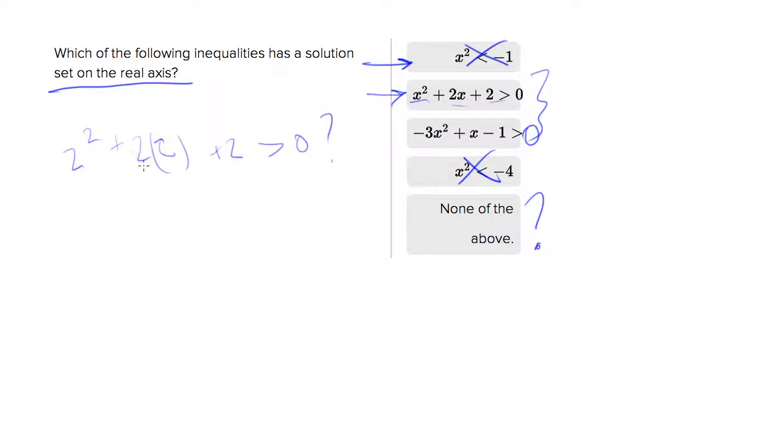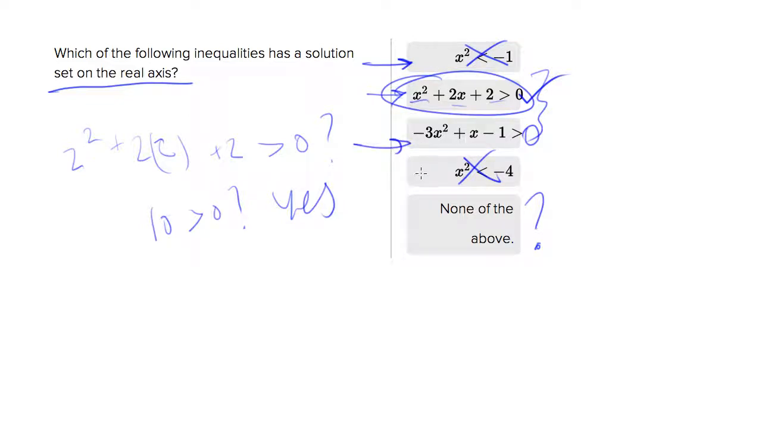4 plus 4 is 8 plus 2 is 10. Is 10 greater than 0? Yes. So this one, the second one, has a solution set on the real axis. So that's your answer. And if you try it, for this other one, there are no numbers that will ever make it work. So I like to just play around at that point until you can show that it works.